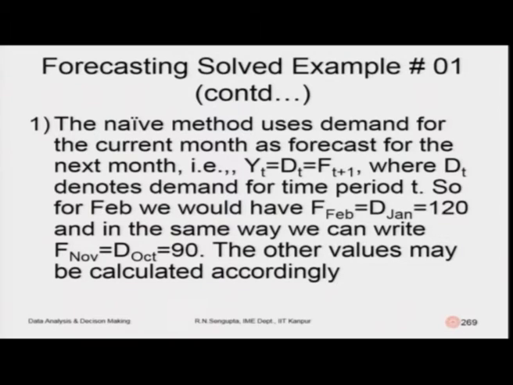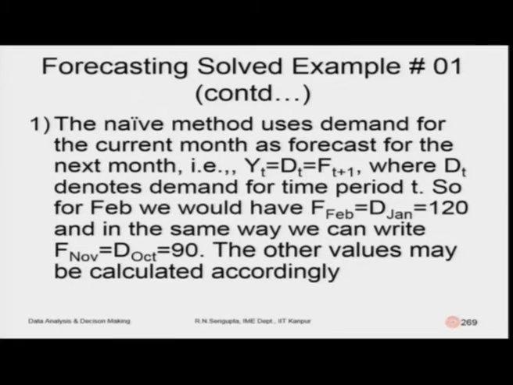So, for February, the forecast would be the demand of January, which is 120, and in the same way we can continue writing, where the forecast for November would be the actual demand for October, then the forecast for December would be the actual demand in November, and so on and so forth. In this case, the forecast for November is equal to the demand of October, which is 90. The other values may be calculated accordingly.